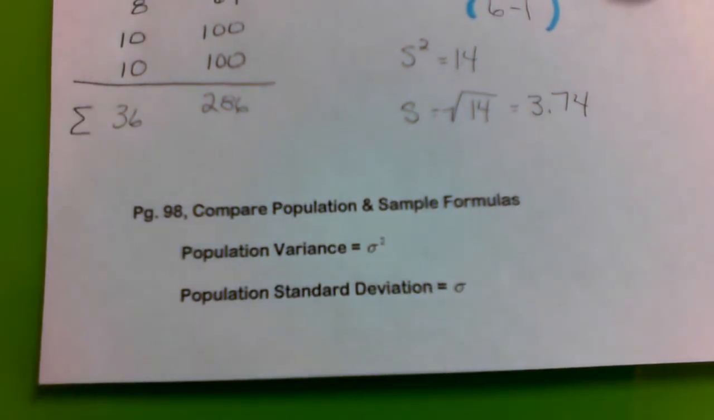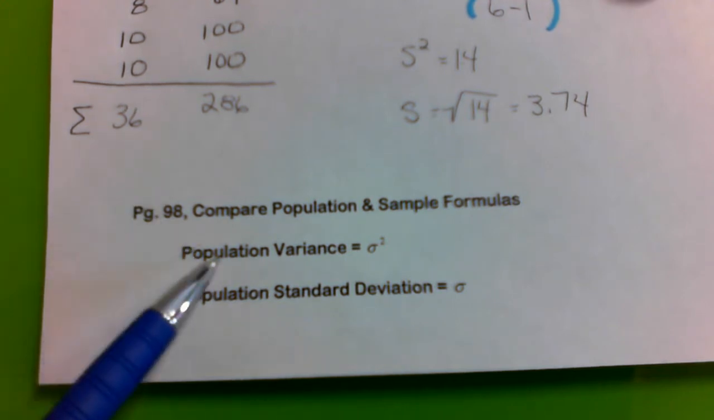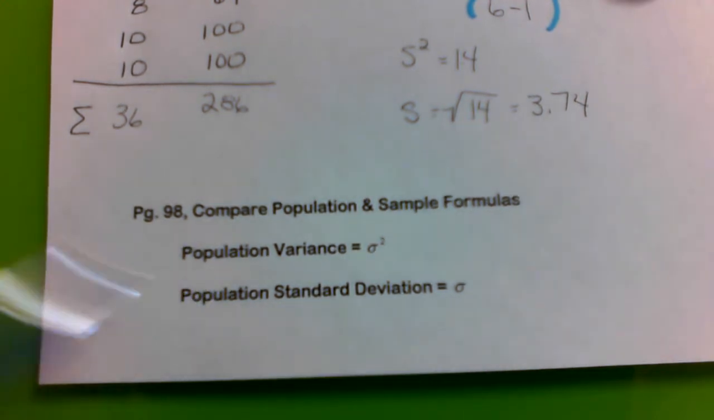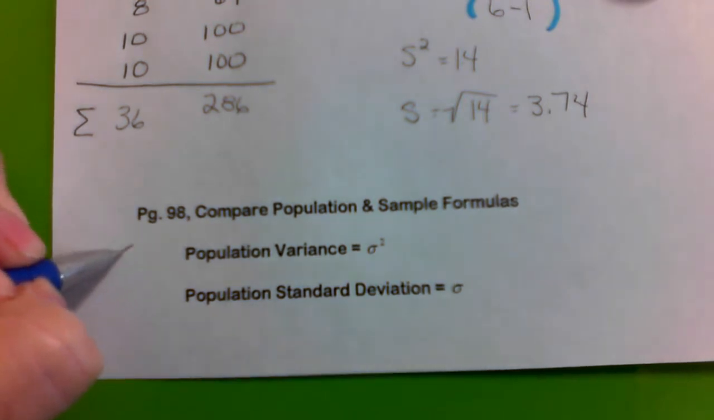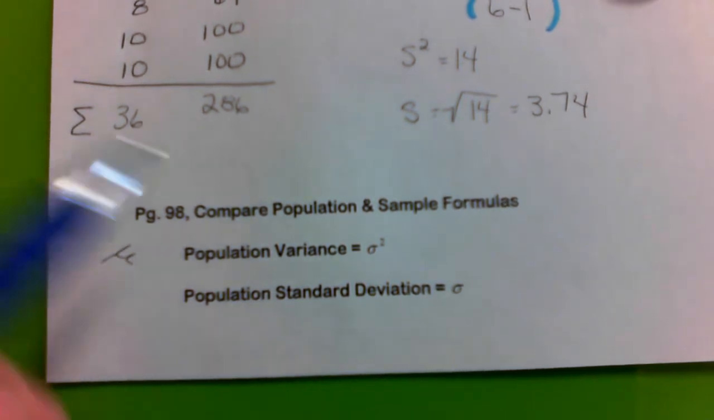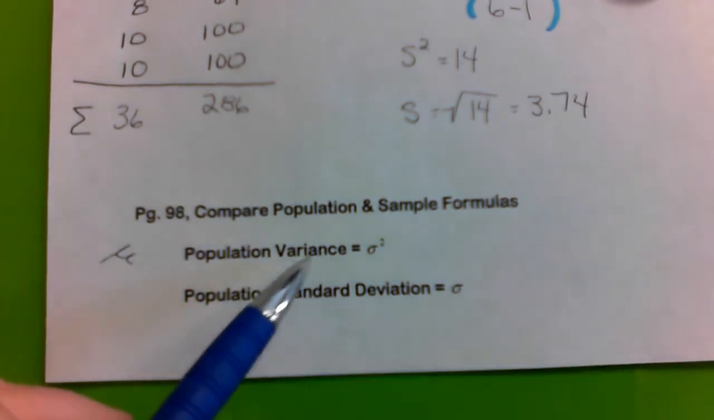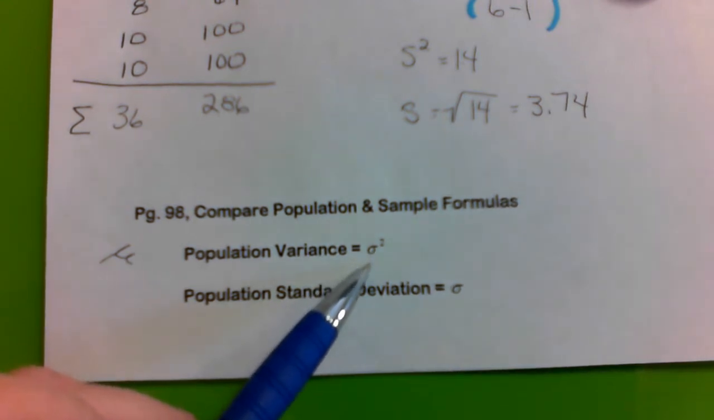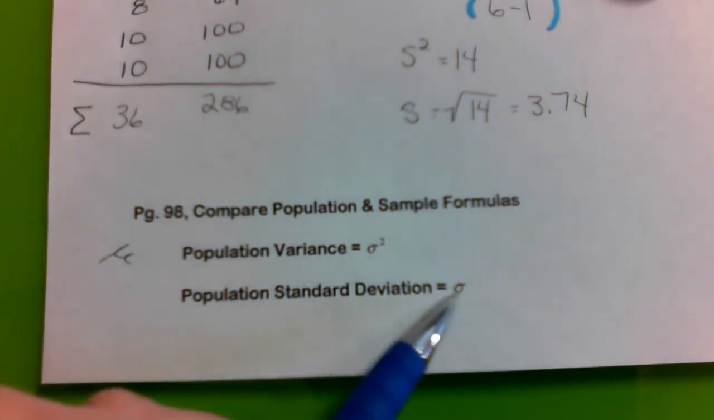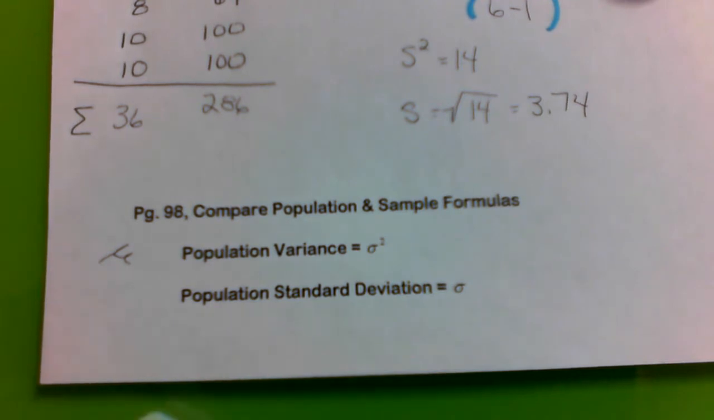The parameters, which refer back to the population, are as follows. The population mean, which we'd already discussed, is mu. Population variance is sigma squared. Population standard deviation is sigma. So you need to be aware of x bar, s squared, s, mu, sigma squared, sigma. Those will be very important in our discussions as we move on.